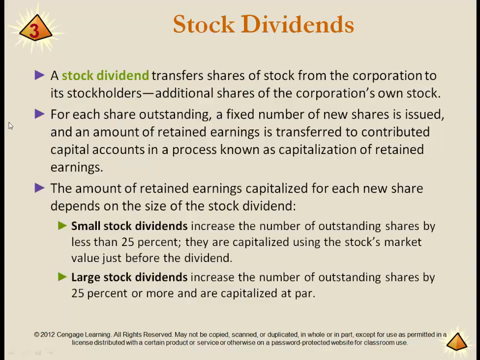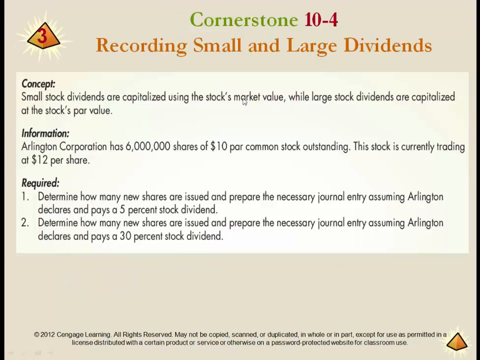A stock dividend essentially transfers shares of stock for the corporation. Typically an organization is going to do that when they don't have a lot of cash but can still do a dividend. There are two different types. A small stock dividend is under 25%, and a large stock dividend is greater. They're accounted for differently, and we're going to talk about each one.